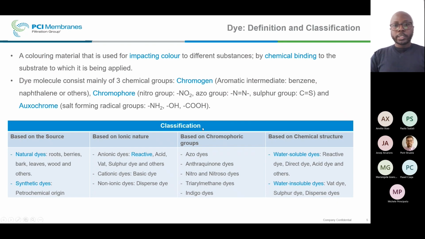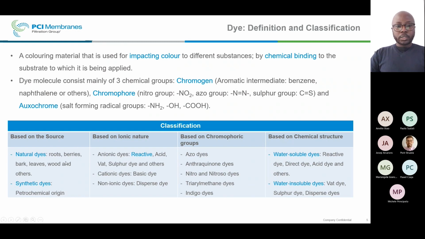So coming back to dye, in this part of the slide, I'll be giving you the definition and also the classification of dye. So how can we define a dye itself? A dye can be defined as a coloring material which is used to impart color to different substances. So basically talking about fibers, cotton, and so on. And this is possible through a chemical binding to the substrate to which the dye is being applied.